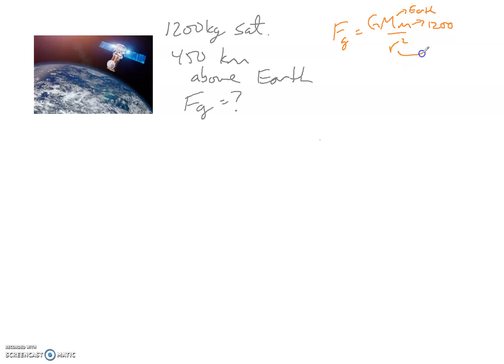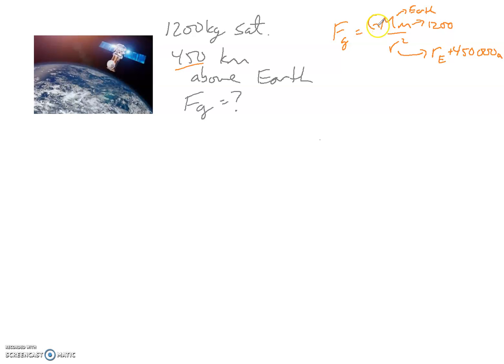Now the radius, this is where you have to be careful, because that radius is not the 450. That's 450 above the Earth. That's 450 kilometers, so you have to change that into meters. So that radius is going to be the radius of the Earth plus 450,000 meters. You have to be careful with that radius when things are really close together. Other than that, it's all just plug and chug.